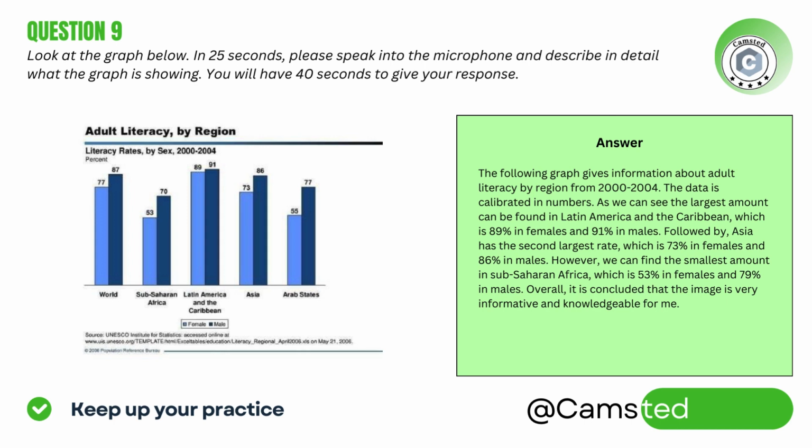Followed by, Asia has the second largest rate, which is 73% in females and 86% in males. However, we can find the smallest amount in sub-Saharan Africa, which is 53% in females and 79% in males. Overall, it is concluded that the image is very informative and knowledgeable for me.